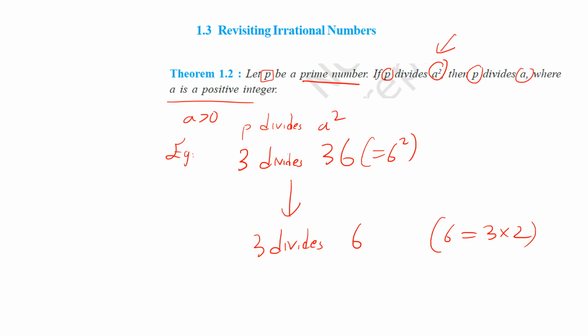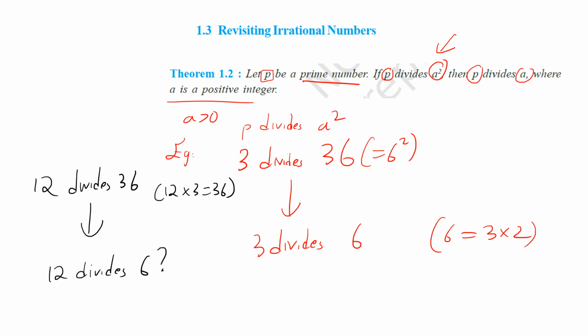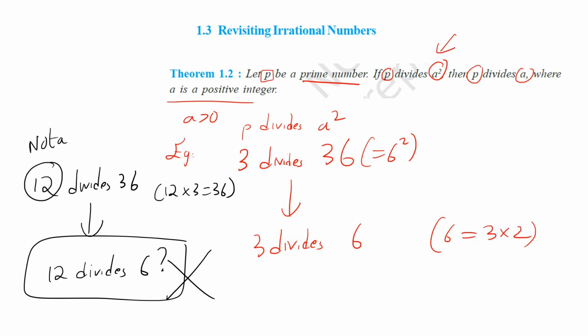Now here we have to emphasize that P is indeed a prime number. For example, we know that 12 divides 36, right? Because 12 times 3 is 36. But can we also say that 12 divides 6? Is this correct? Of course not. 6 is not a multiple of 12. So here it is failing. Here it is wrong. Why? Because 12 is not a prime. 12 is not a prime, but here 3 is a prime.